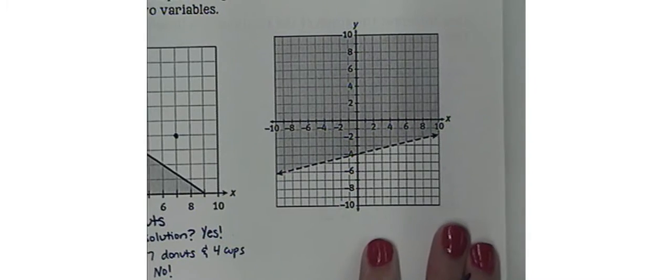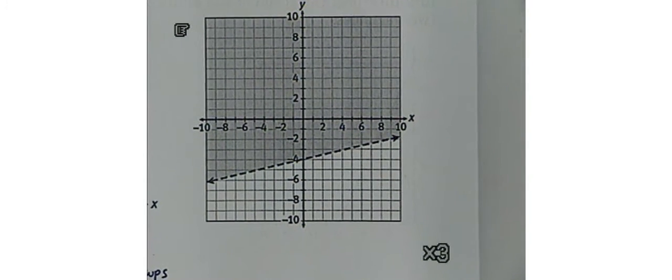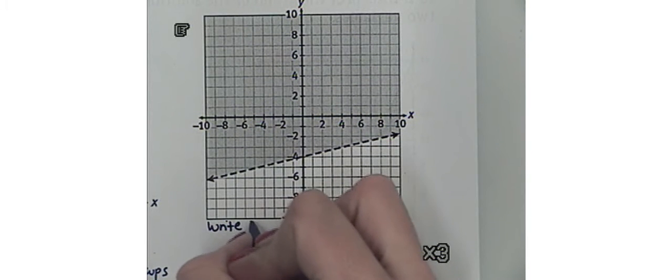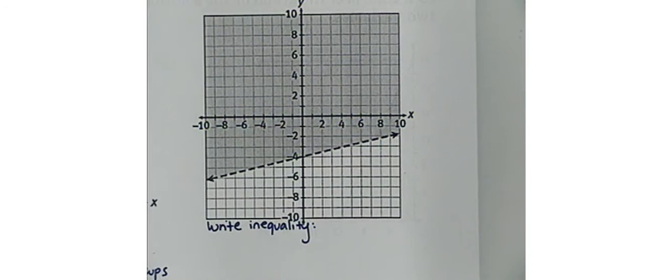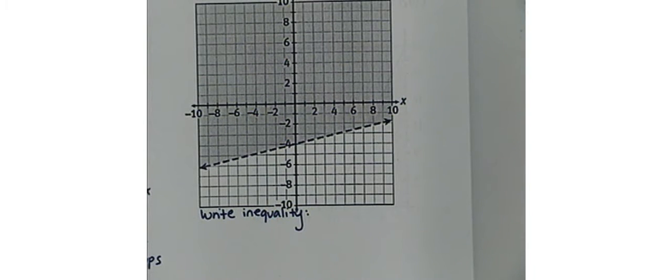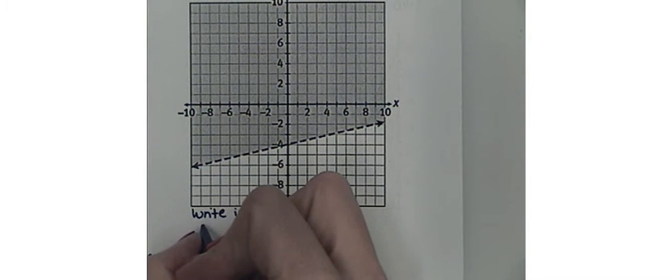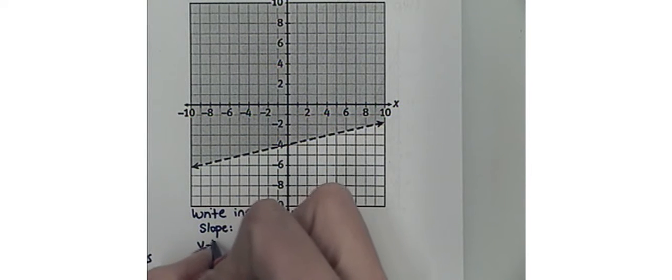Looking at this next graph here, let's write the inequality together that matches this graph. And this is a multiple choice question on your quiz. So when we write the inequality, we are going to write this in slope-intercept form because that's the easiest way from a graph. I can find my slope, I can find my y-intercept. So what is your slope or your m? Find it. And what is your y-intercept?